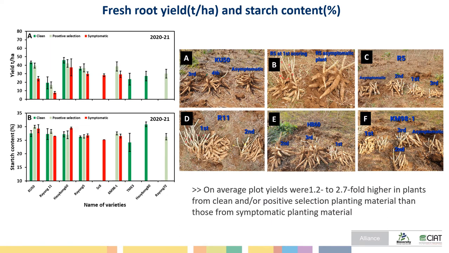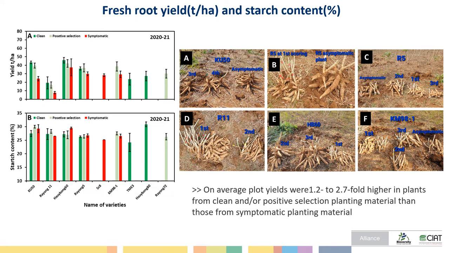This is the fresh root yield and starch content. On average, yield was 1.2 to 2.7 fold higher in plots from clean and positive selection planting material than those from symptomatic plant material. The smallest yield difference, 1.2 fold, occurred in Huibong 60. For KU50, the difference was 1.8 fold.